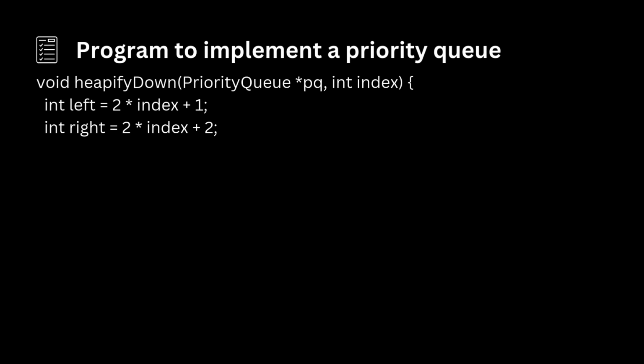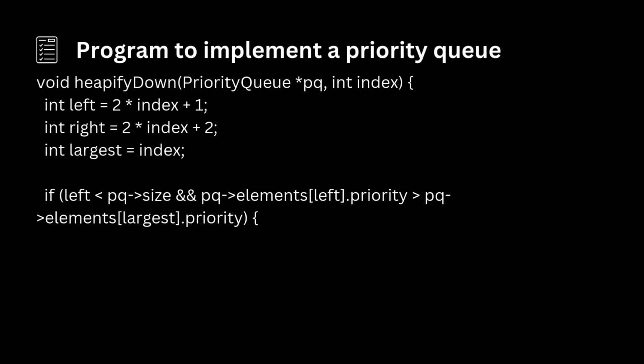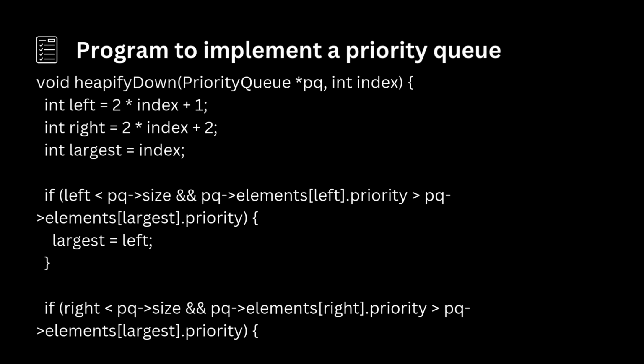And it calculates the indices of the left and right children of the current element using the simple binary heap indexing. It initializes a variable largest with the current index, assuming that the current element is the largest among the parent and its children. It checks if the left child exists and if its priority is greater than the priority of the element at largest. If so, it updates largest to the index of the left child. It also performs a similar check for the right child, if it exists, updating largest accordingly.